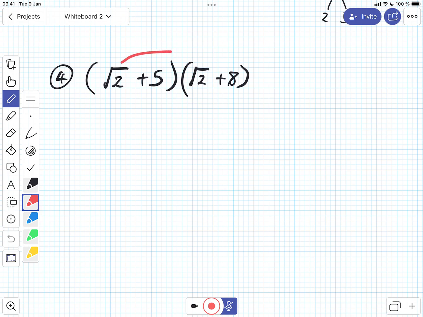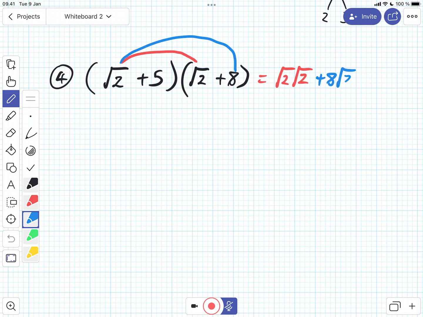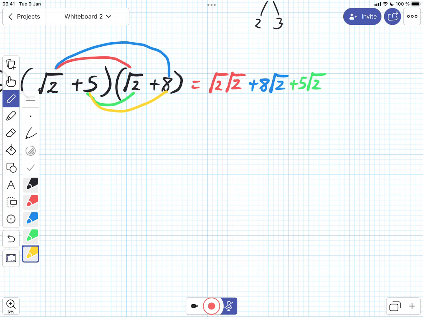So the square root of 2 times the square root of 2 gives you, there we are, 2. Then let's go for blue. Root 2 times 8 gives you 8 times root 2. Let's go for green now. 5 in the first bracket times the other root 2 in the other bracket gives you 5 times root 2. And then finally at the end there, we've got 5 times 8, which is just going to give you, let me give myself a bit of space there, 40.